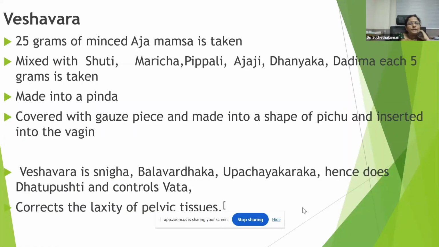Next is the Veshavara. Here this is a modified form of the Pichu wherein the cut Ajamamsa is kept in the Pichu and it is inserted into the vagina. The benefit is that it corrects the laxity of the pelvic tissues.